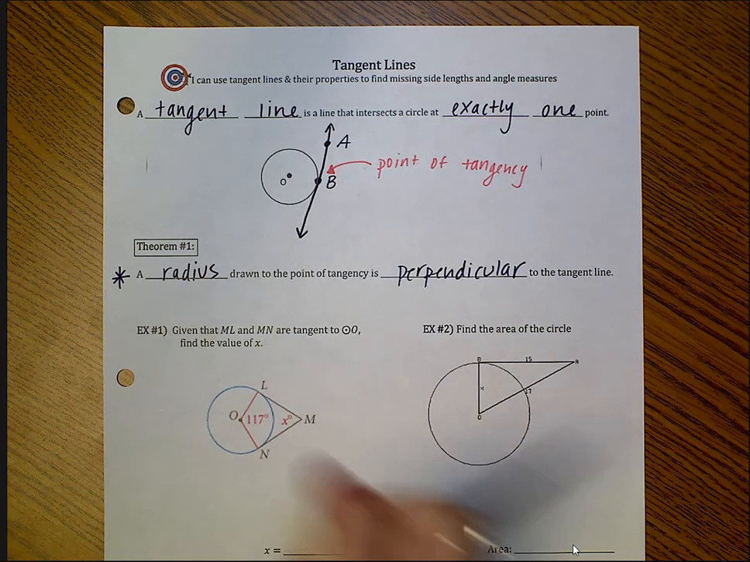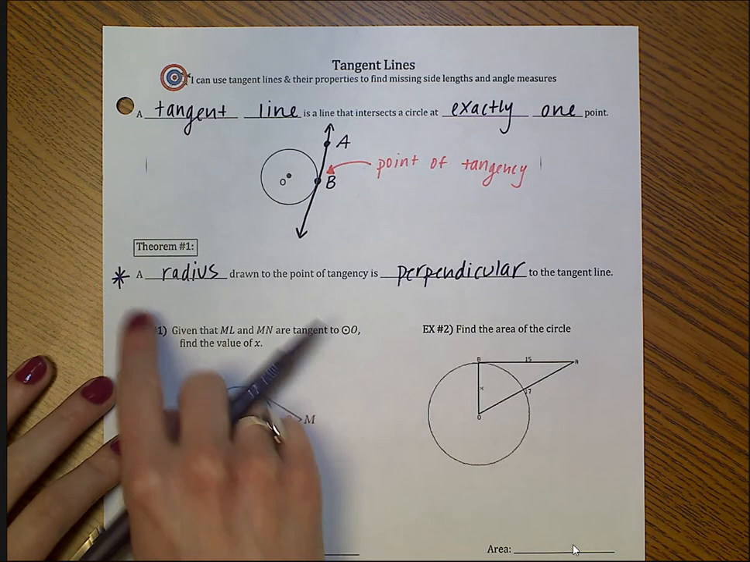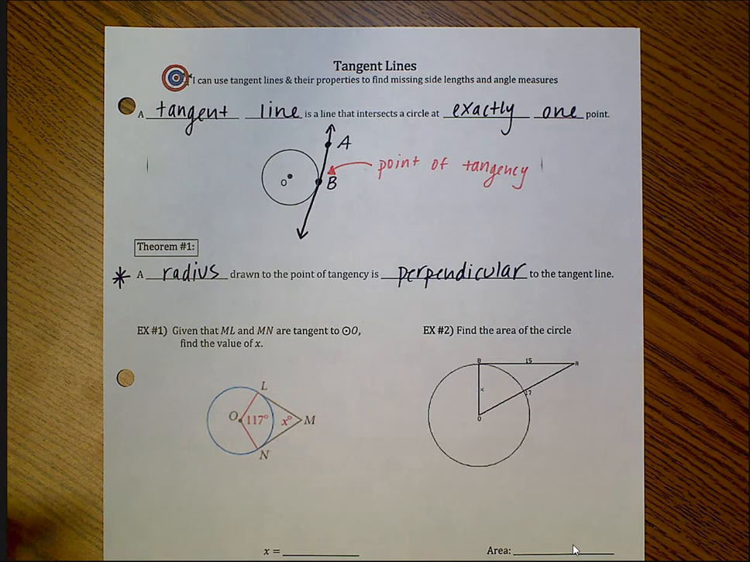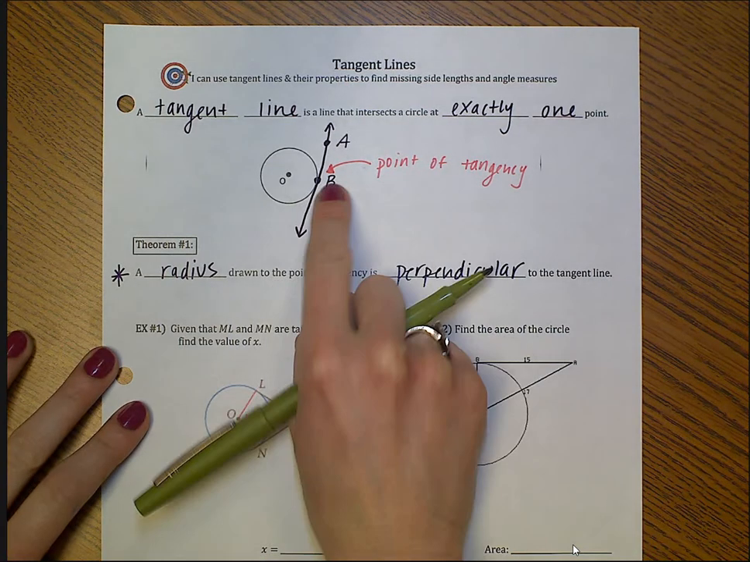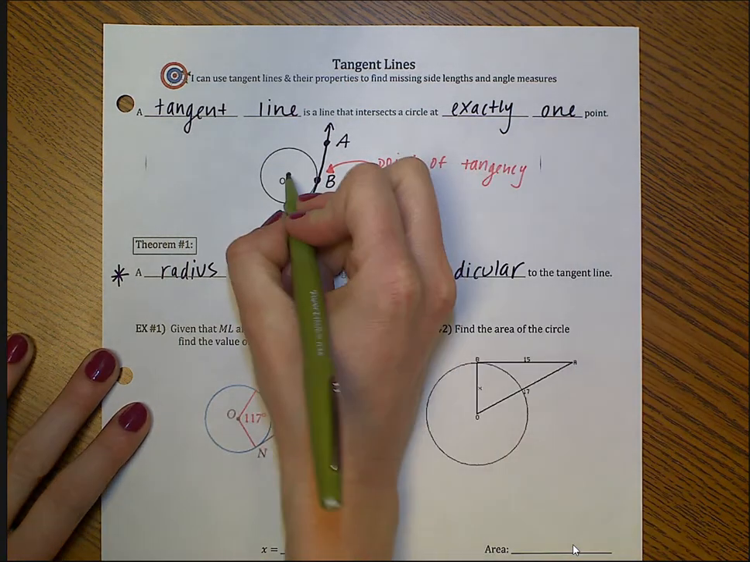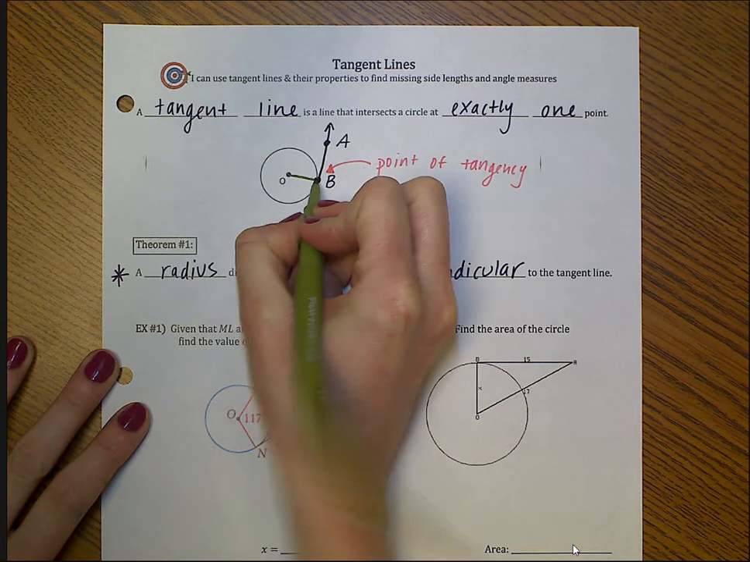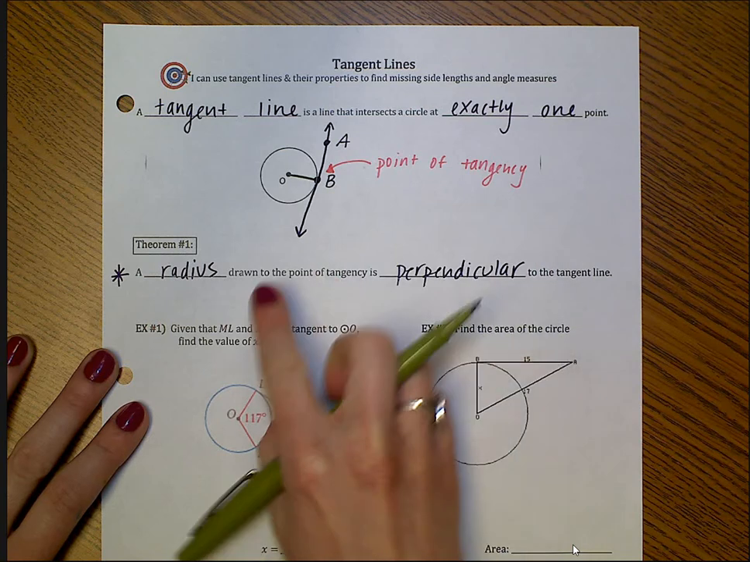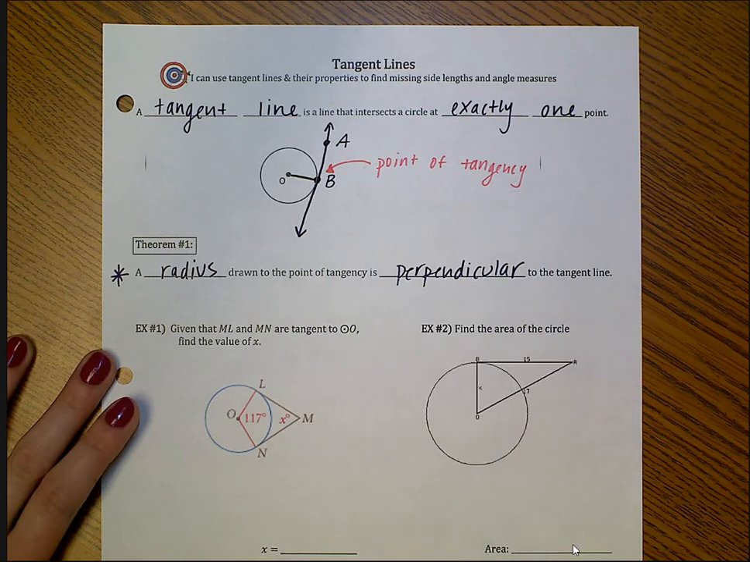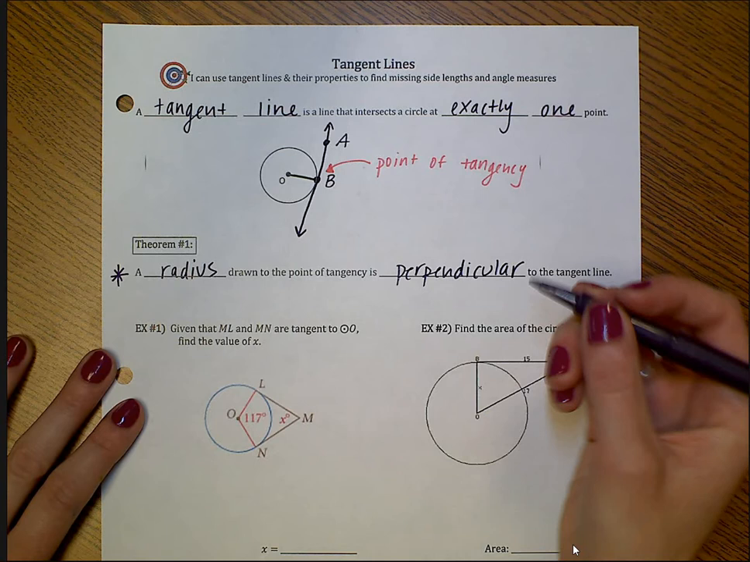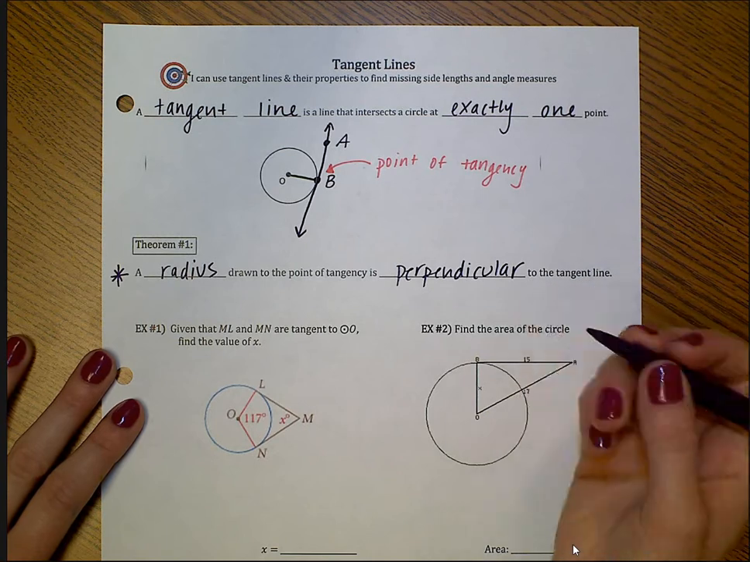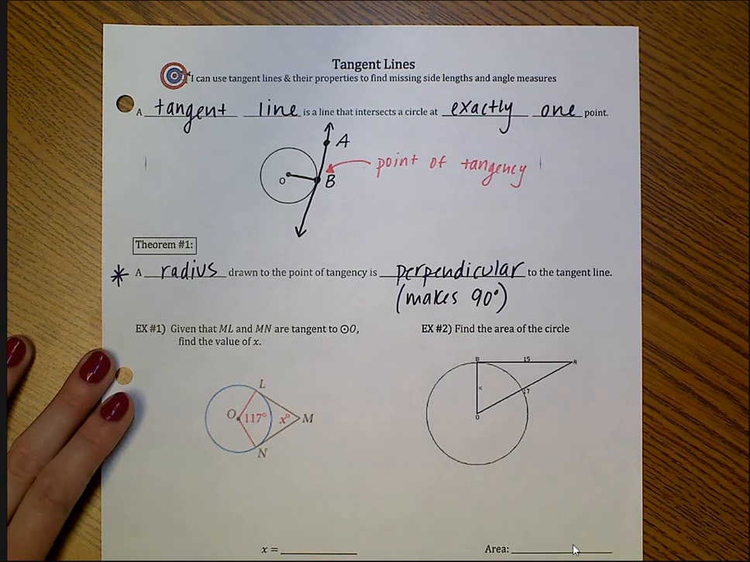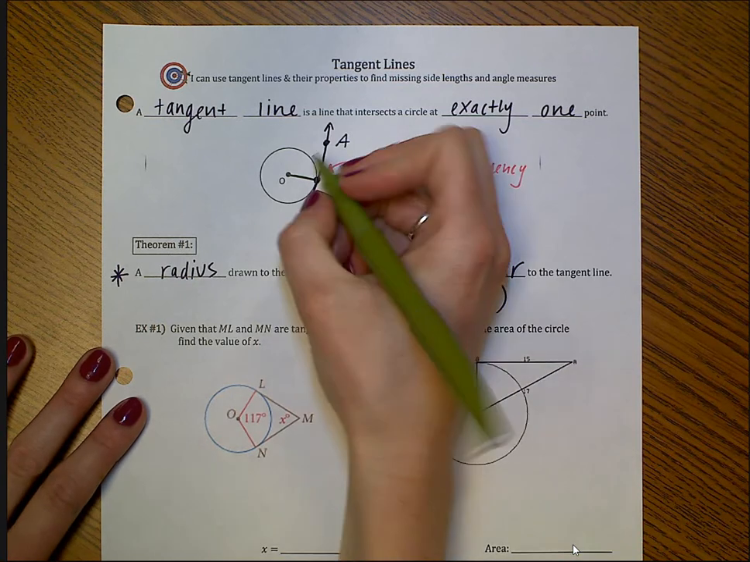Now, let's draw in what they're talking about in this theorem. They say a radius, and I know how to draw a radius. If I draw a radius to the point of tangency, which is point B on my picture, so if I start from the center and draw a radius right there to the point of tangency, I know that radius is perpendicular to the tangent line. So really what they're telling me is that it makes a right angle with the tangent line. That radius does. When I see perpendicular, I think 90 degrees, so that would happen right here.